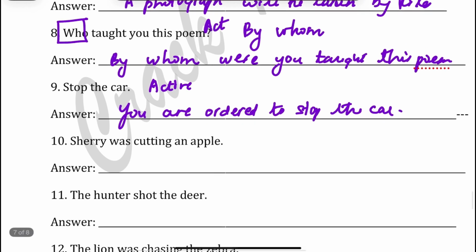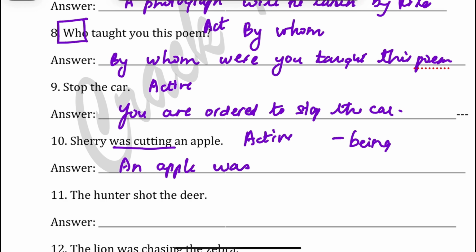Next one. Sherry was cutting an apple. He was cutting an apple. This is an active voice because there is no was by. Okay, there is was, but obviously this is like the past continuous was. Now how to make it passive? If it is ing, we need to have the word being in the passive voice. An apple was being cut by Sherry. How do you know we made it passive? See, was and by.